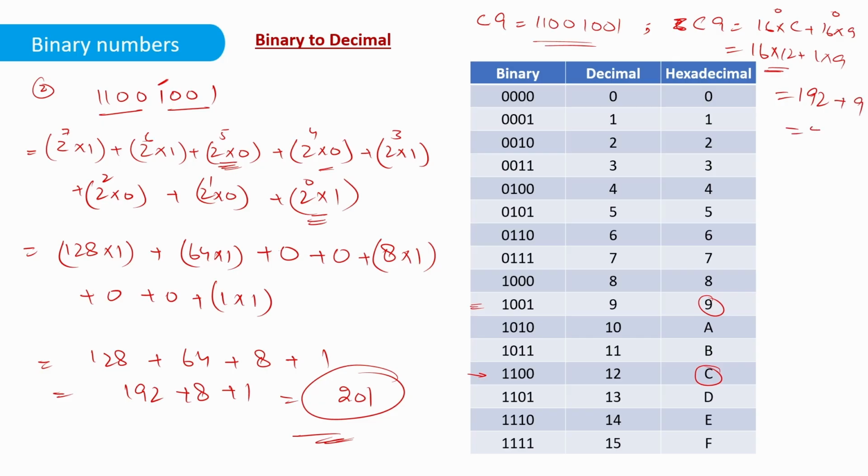So this becomes 201. So yes, if we follow this conversion from C9 to binary number and then convert it to decimal, so we are getting same answer in both cases. Anyways, the main agenda of this video is to convert this binary number to the decimal number, which is 201. So we got our answer. If you have any question, then let me know. I will answer that. Thank you.